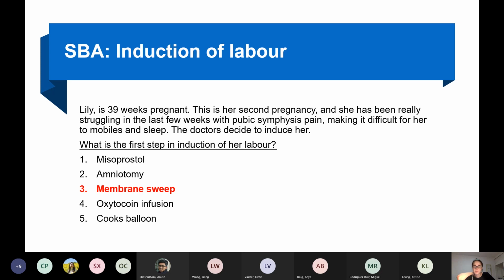Any ideas? Yep, so the membrane sweep is a method of induction. So is a Cook's balloon, and so is giving a prostaglandin, so misoprostol is. The others are not necessarily methods of induction. They're things that help induction, so they augment induction. They're used to help it go along, but you wouldn't use them solely, if that makes sense. We'll come on to it in a second.